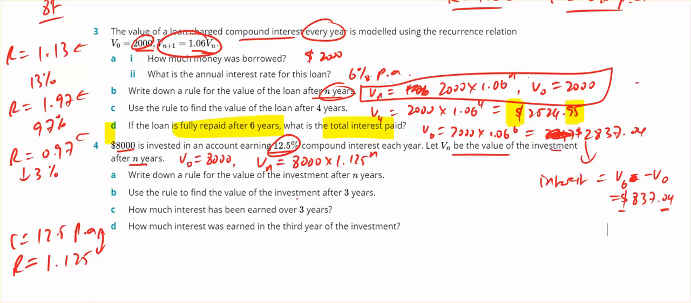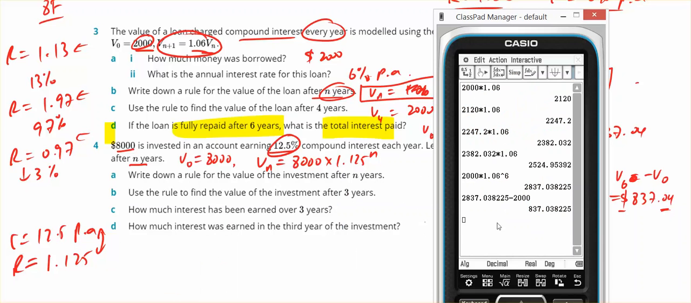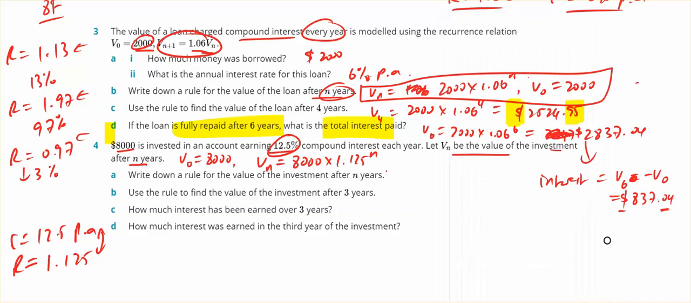Okay, so we've written down the rule. We've got V0 and we've got Vn. Use the rule to find the investment after 3 years. So all I'm doing is working out V3. So it's $8,000 multiplied by 1.125 to the power 3. That gives 11390.63. Okay, put the dollar sign and two decimal places.